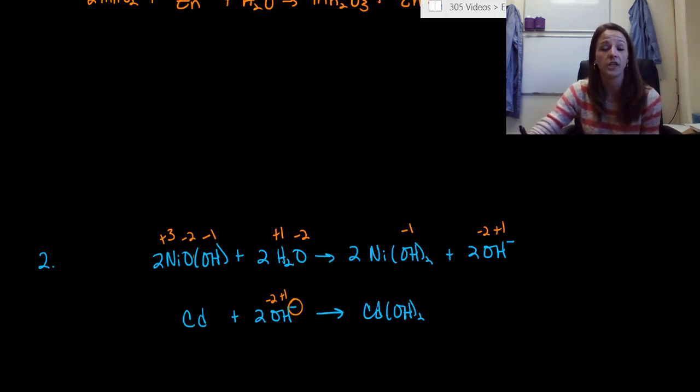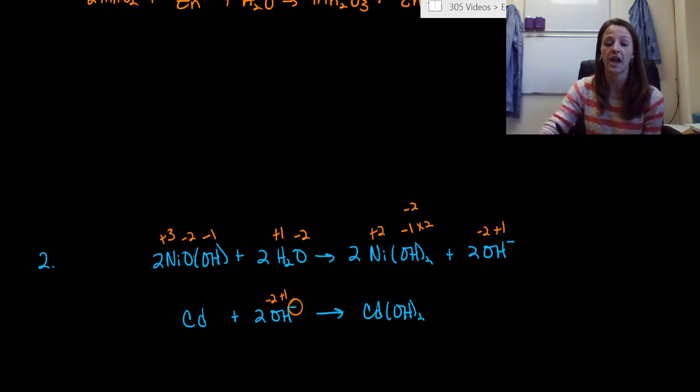Like I said before, we already know our hydroxide is a -1 charge overall, so -1 times 2 gives us a -2 overall. In order to balance this out for a neutral compound, our nickel must be +2. So +2 minus 2 definitely gives us 0. That's balanced. All right, let's move on to our second half reaction.